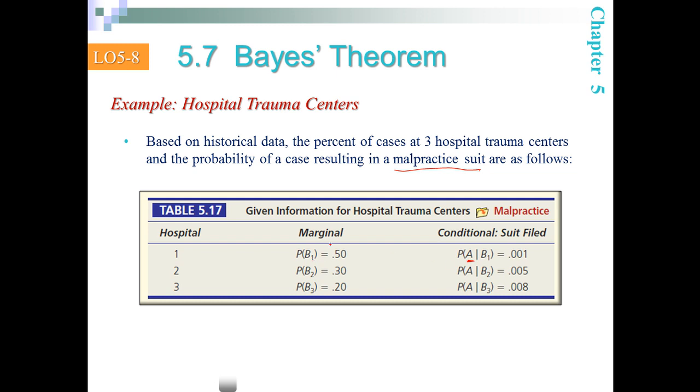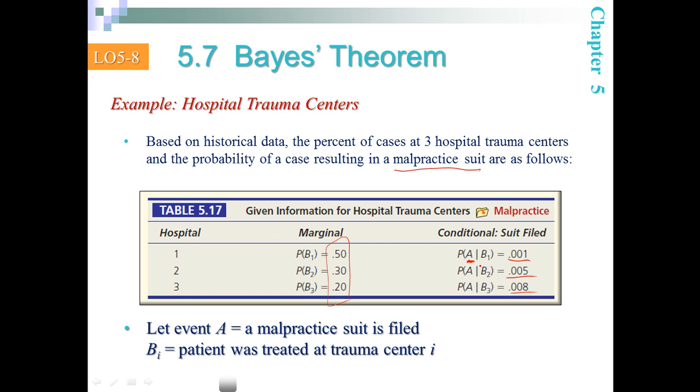So we have a marginal probability for which hospital each person goes to: 50% go to the first one, 30%, and 20%. Notice these add up to 1. And then given that they go to one of these hospitals, the probability of a malpractice suit is different at each hospital. At hospital 1, it's 0.1%, hospital 2, it's 0.5%, and hospital 3, it's 0.8%. So hopefully you can see where this is going. We have marginal probabilities for each of the hospitals, and then we've got information about the probability of a malpractice suit.